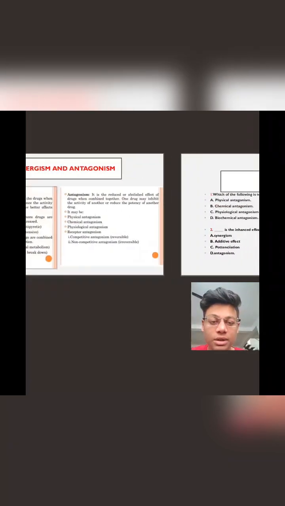Now, let us discuss some MCQs related to the topic. So, the first MCQ is, which of the following is not a type of antagonism? Options are physical antagonism, chemical antagonism, physiological antagonism, and D, biochemical antagonism. So obviously the option is D, which is not a type of antagonism.